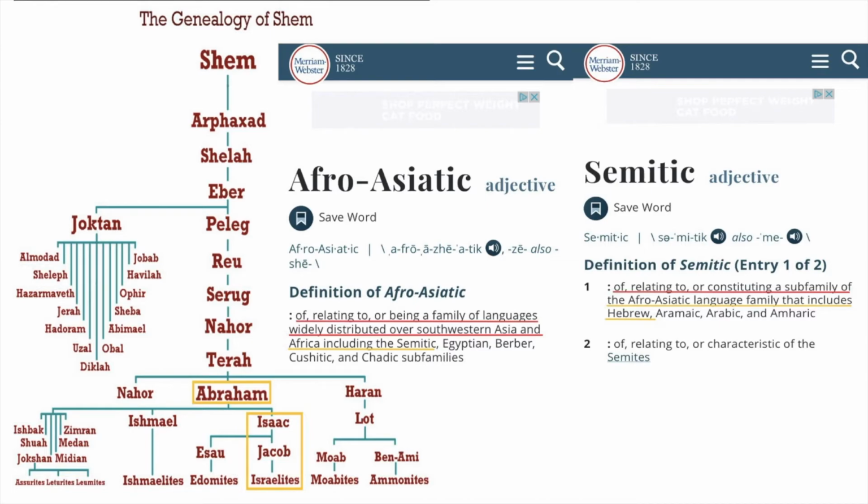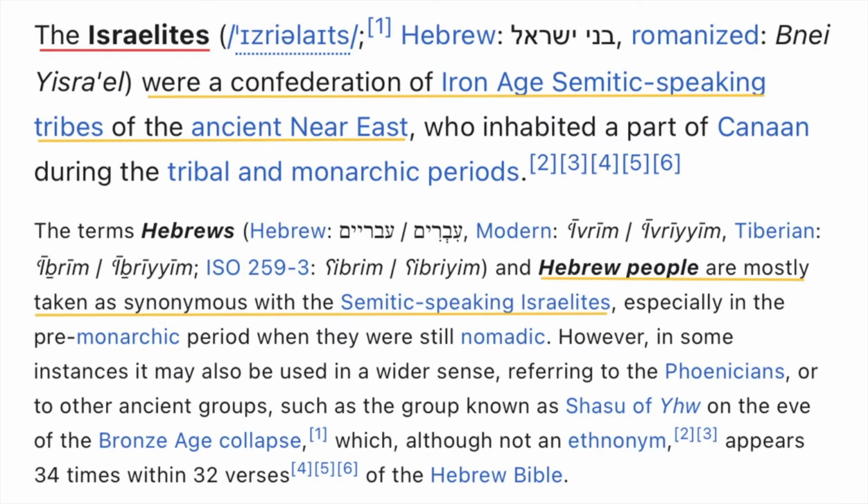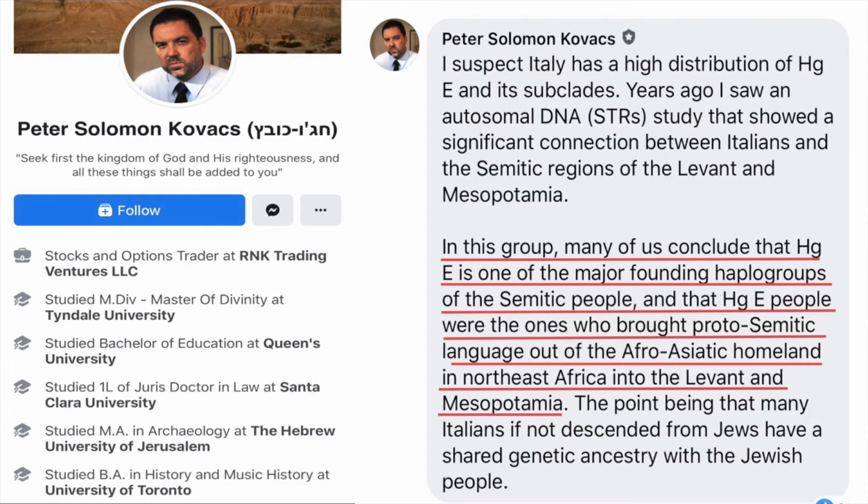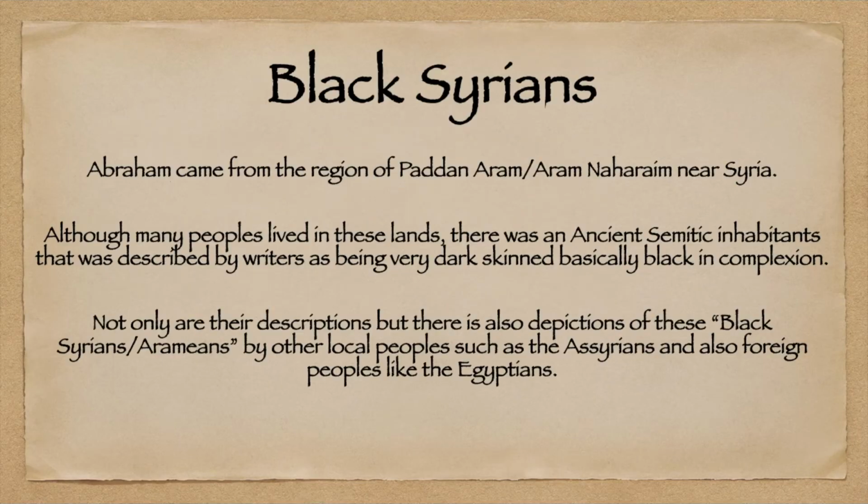Remember, they are Semitic, they are Afro-Asiatic. The Israelites, the Hebrews, they are a Semitic-speaking people of the Iron Age in the ancient Near East. And remember what Peter Solomon says about haplogroup E. In this group, many of us conclude that haplogroup E is one of the major founding haplogroups of the Semitic people, and that haplogroup E people were the ones who brought Proto-Semitic language out of Africa, out of the Afro-Asiatic homeland in Northeast Africa into the Levant and Mesopotamia.